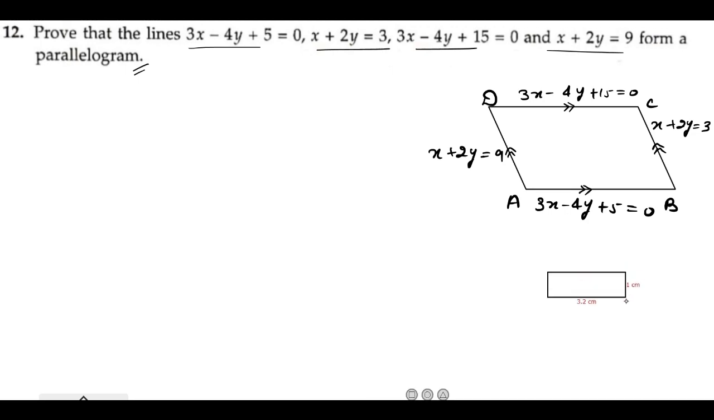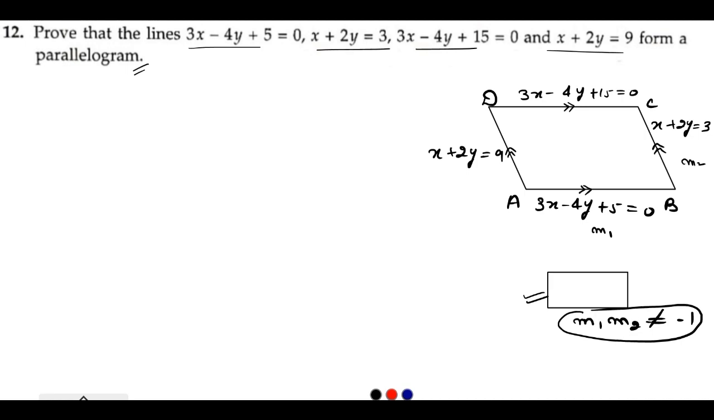And ABCD is not a rectangle. For this, we have to prove, suppose the slope of AB is M1 and the slope of BC is M2, then we have to prove M1 M2 is not equal to -1, because if the opposite sides are parallel and one side is perpendicular to its adjacent side, then it will be a rectangle. But we have to prove it is a parallelogram, not a rectangle. So, we have to prove opposite sides are parallel, but M1 M2 is not equal to -1.